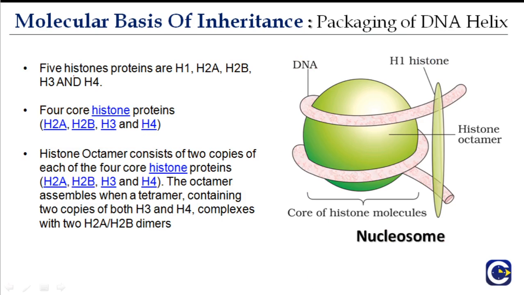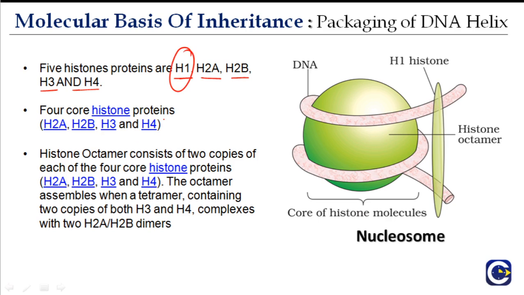So there are 5 histone proteins. It is very important that you remember these because there can be direct questions in the NEET examination. Which are the 5 proteins? H1, H2A, H2B, H3 and H4. And there are 4 core histone proteins: H2A, H2B, H3 and H4. So H1 is not a core histone protein.